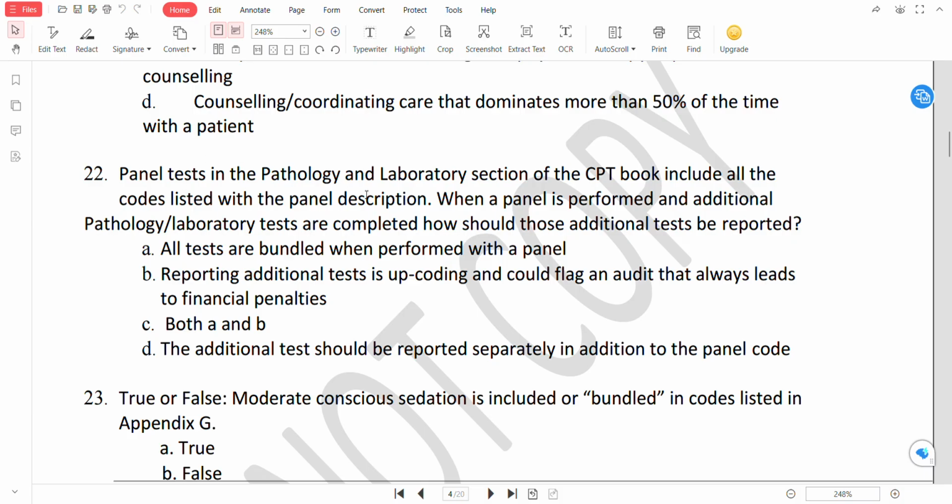Panel test in pathology and laboratory section of CPT book include all the code listed with the panel description. When a panel is performed and additional pathology or laboratory tests are completed, how should those additional tests be reported?